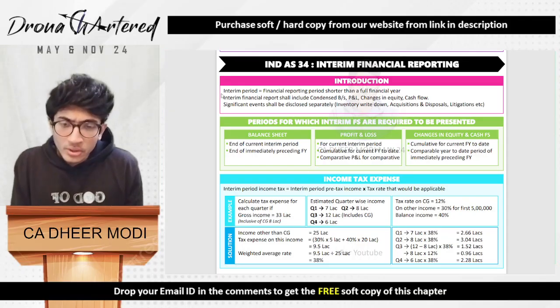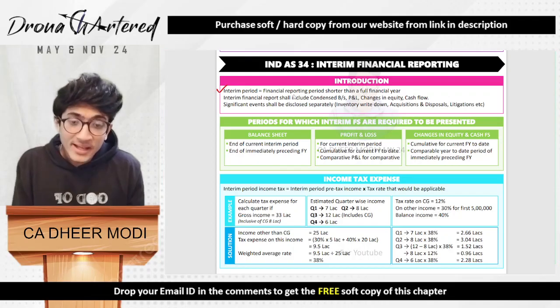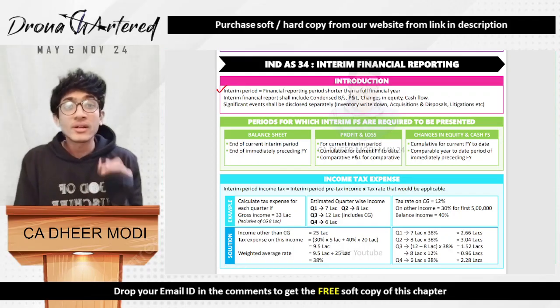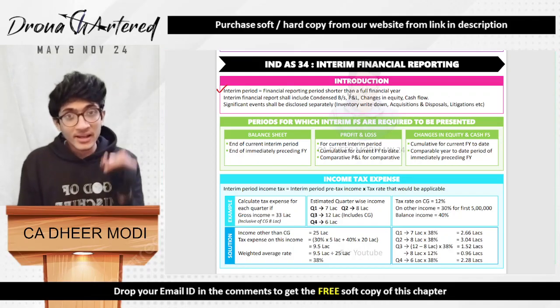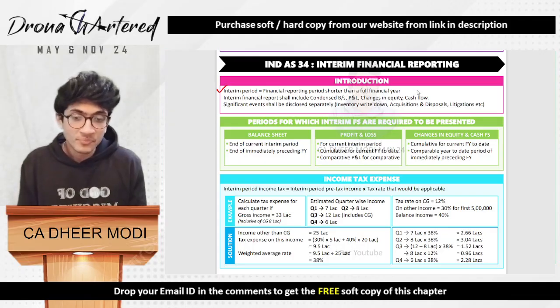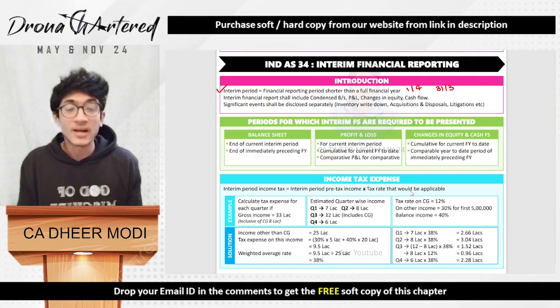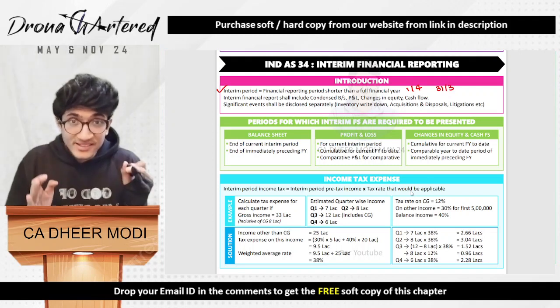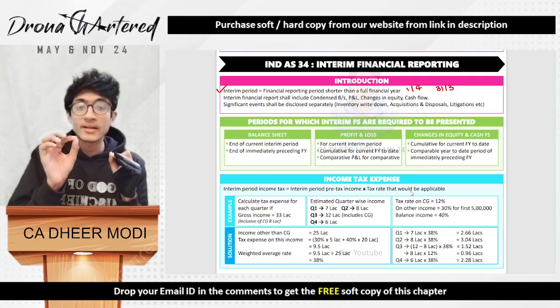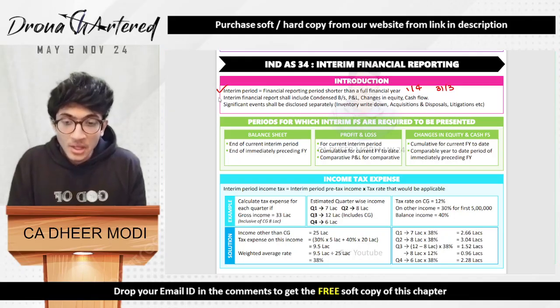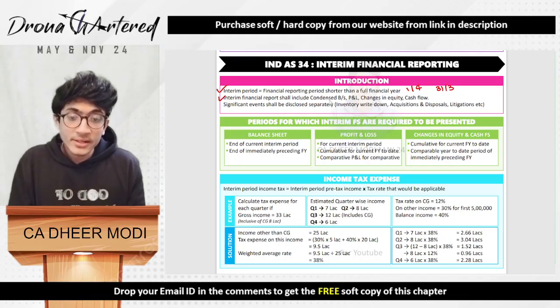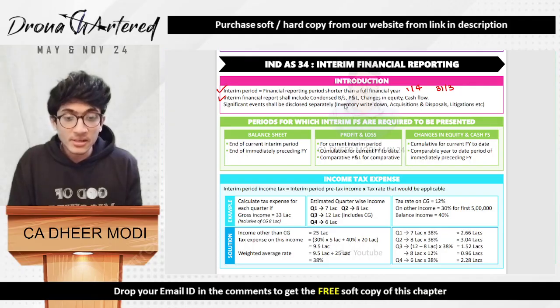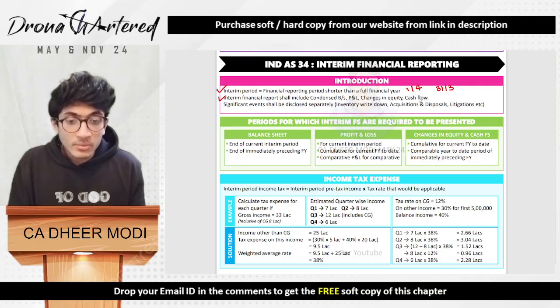So let's start. What is your interim period? Interim period is your financial reporting period shorter than a full financial year. Your usual financial year starts from 1st April and goes on till 31st March. So if we are making the financial statements for a period that is shorter than this, that is called your interim period. Your interim financial report shall include your condensed balance sheet, P&L, changes in equity and cash flow.